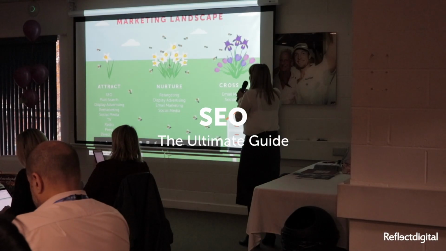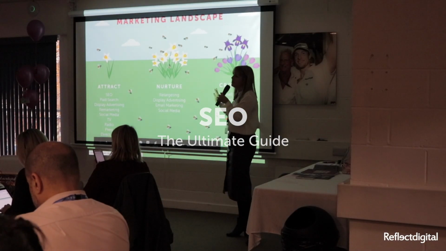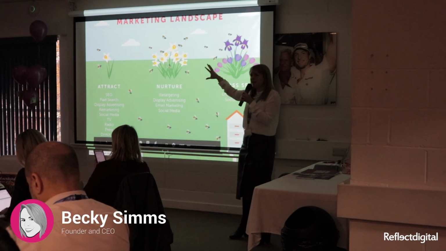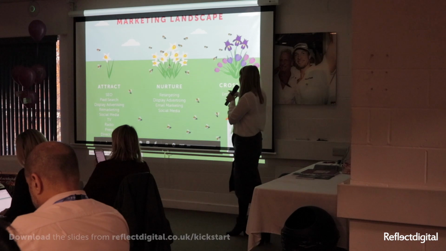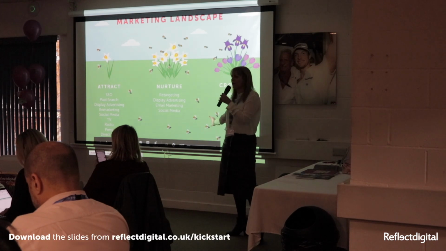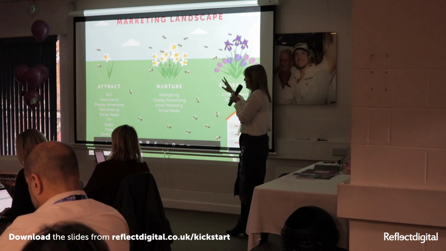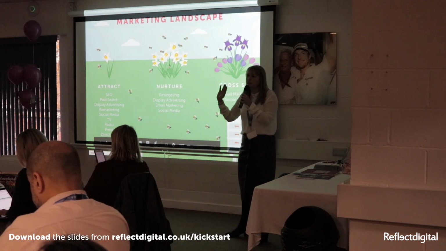Cool, so the marketing landscape. The three things that are going on when we're looking at marketing is we're trying to attract people. Once we've attracted them, we want to find a way to nurture them, and then we might want to find ways to cross-sell to them. This is by no means a definitive list of all the ways that you can attract, nurture and cross-sell.